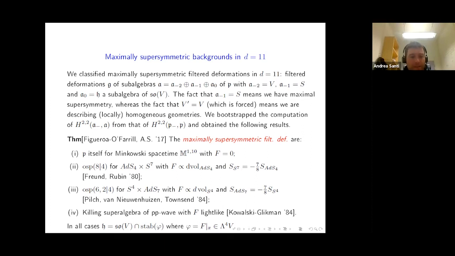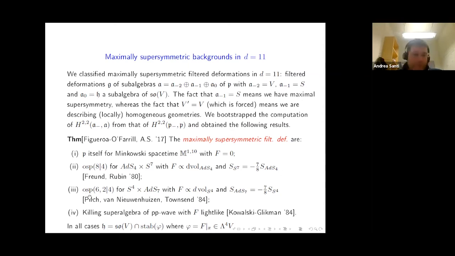And how does it act on the odd part? Well, you take the quaternionic four-dimensional representation of SO*(8) and the quaternionic two-dimensional representation of SO5, you tensor over C, and you take the real part.